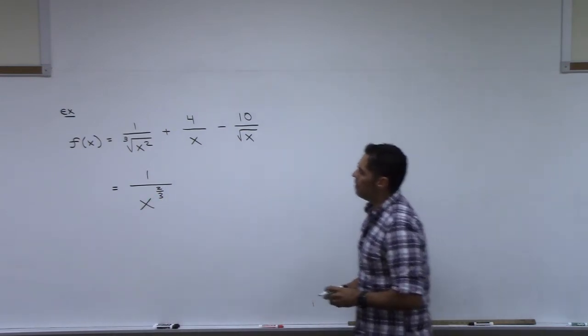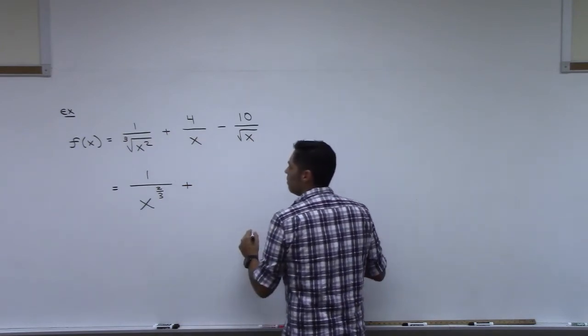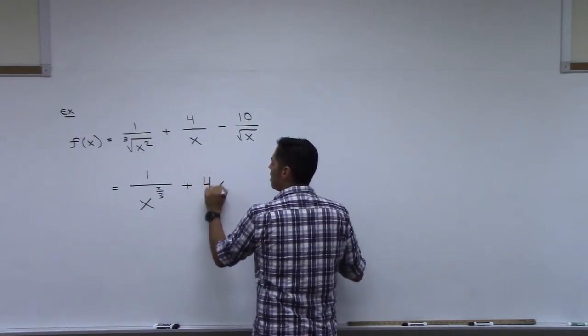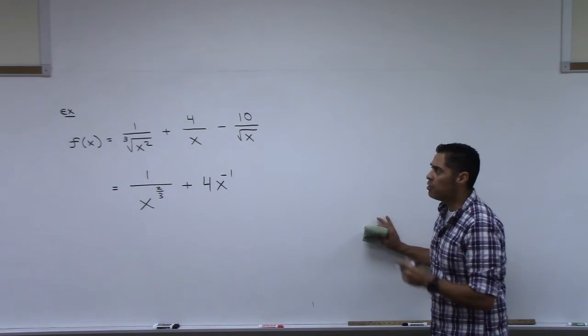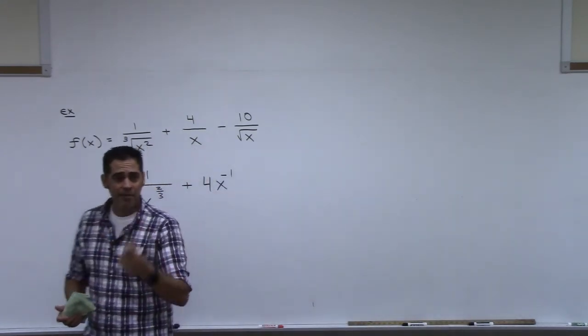Now, what about this 4 over x thing? It can just become 4x. You could do 4x to the -1 if you want to bring it up. You could do that. Now, do I have to bring it up? This is a very, very important question. Do I have to bring it up?